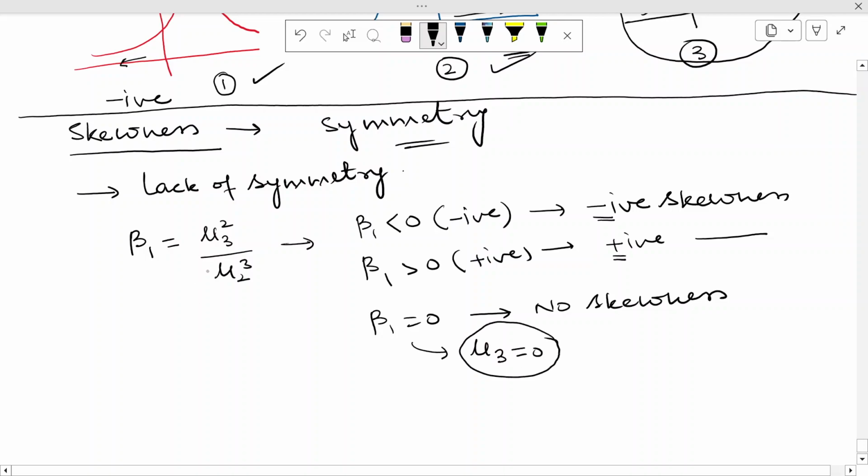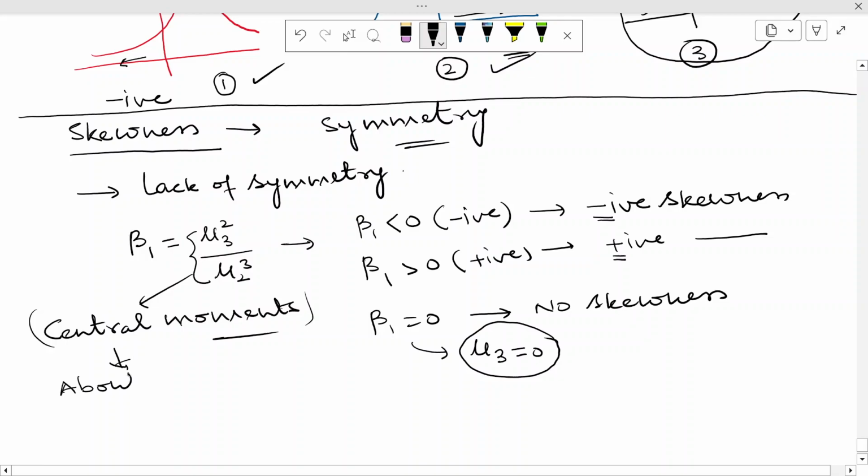It is very important that in this formula we have the central moments involved. Central moments means the moments which we calculate about the exact mean. So this is what we mean by central moment.